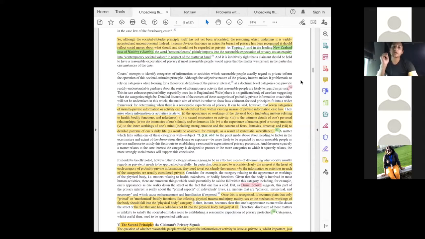So if the claimant has established Article 8, that they have a right to privacy, and that right to privacy has been breached, and they satisfy the test of the reasonable expectation of privacy, then it is for the defendant to prove that their right, which is the Article 10 right of the ECHR, the right to freedom of expression, outweighed the right of the claimant.